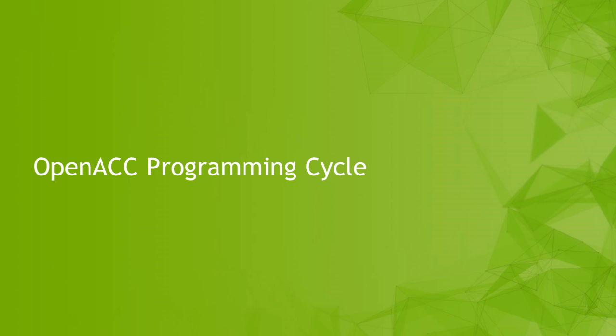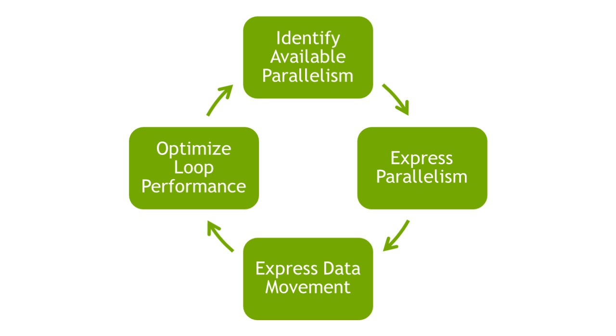Okay, so let's look at how we program with OpenACC. I advocate this cycle when I'm teaching and when I'm accelerating applications with OpenACC. The first step is to profile your code and identify where there is parallelism in your code. Find these important functions, these really beefy loops, and look at those and find the parallelism. Next is to express the parallelism in the code. The reason I say express parallelism is I'm providing information to the compiler about where there is parallelism. I'm not actually doing the parallelizing myself.